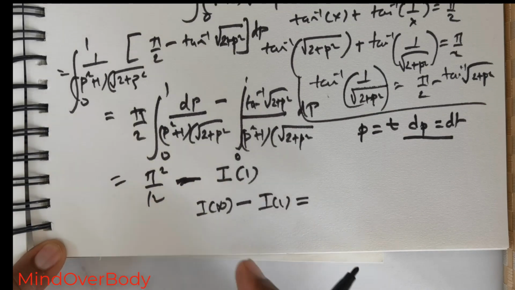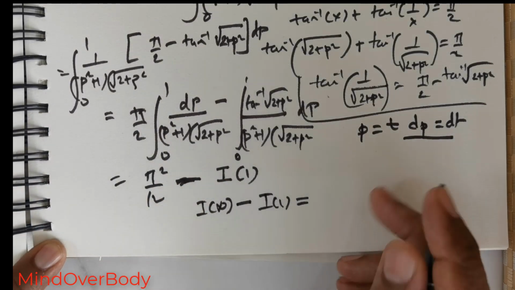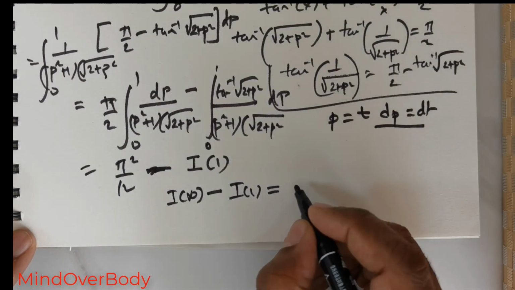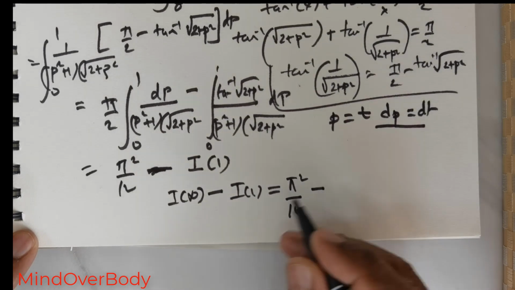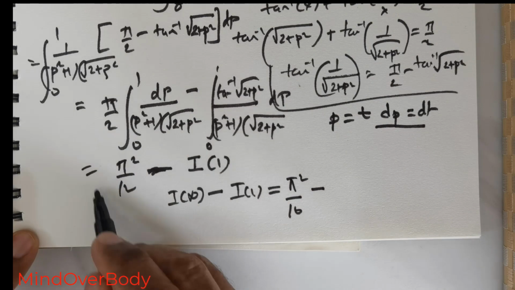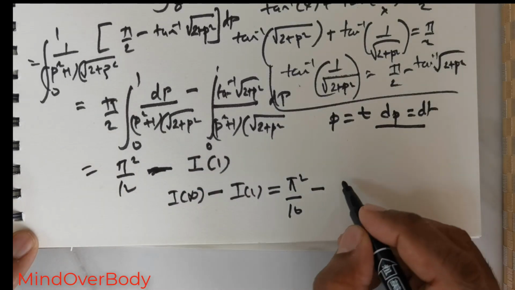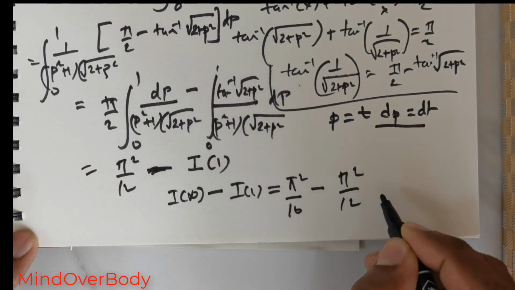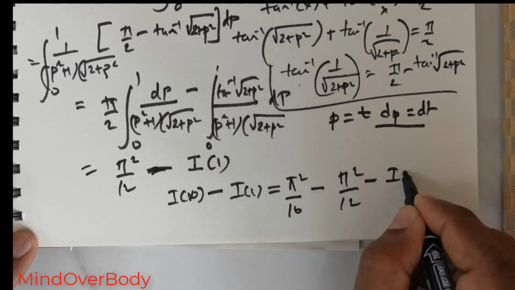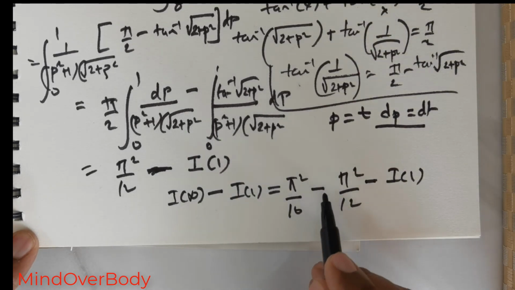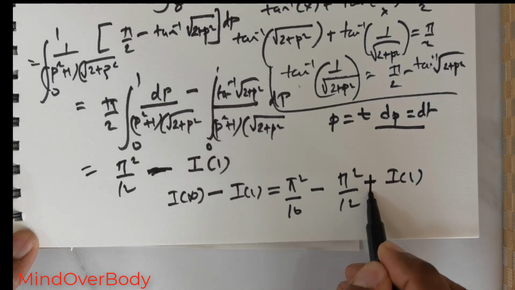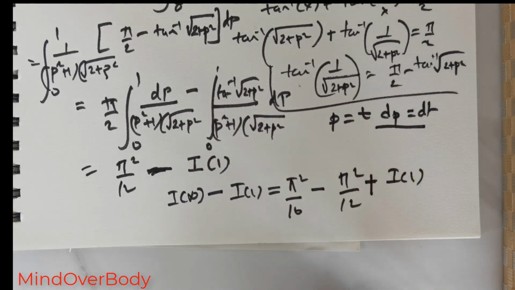Now we need to take this and substitute back in the original part. The original part started with pi squared over 16 followed by the quantity that we just considered and evaluated. So this is going to be pi squared over 12 negative I of 1, right? But apparently there is a negative sign that is flowing, so this is going to be a positive sign here.